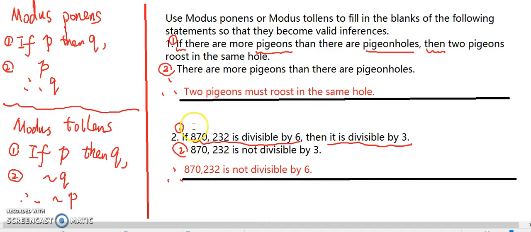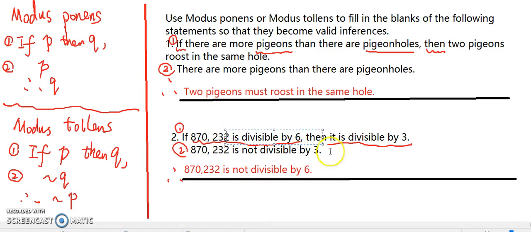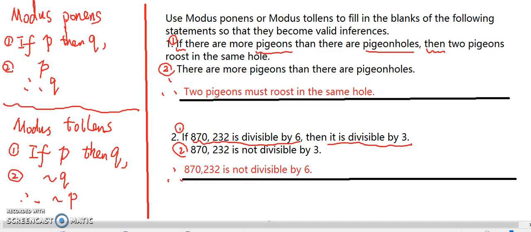Okay, so the first premise is also one of the properties in number theory. If a number, any number, not only this number here, is divisible by 6, which means that this number contains 6 as a factor, but 3 is a factor of 6, so of course 3 is also a factor of this number, which means this number is divisible by 3. So this is a property in number theory, which we know is true.